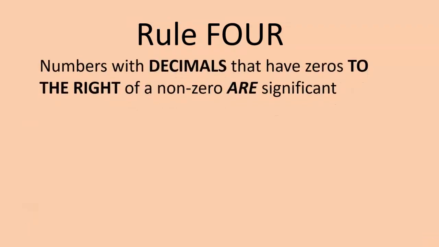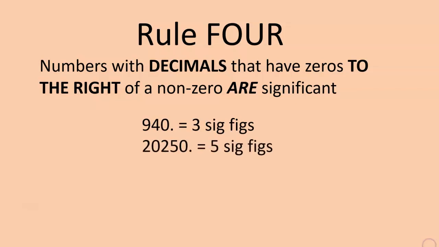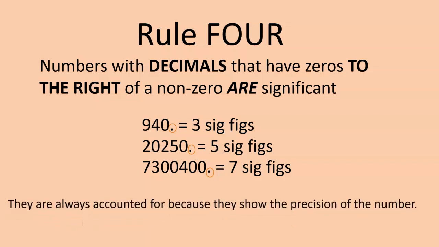So rule number 4, jumping right in, numbers with decimals that have zeros to the right of a non-zero are significant. So we have 940., that's 3 significant figures. 20250., that is 5 significant figures. 7300.400, that is 7 significant figures. But what I really want you to notice is that we have this decimal. That's why these trailing zeros are going to be significant. It has to do with the decimal. If that decimal is missing, it changes the significant figure value. They're always accounted for because they show the precision of the number.